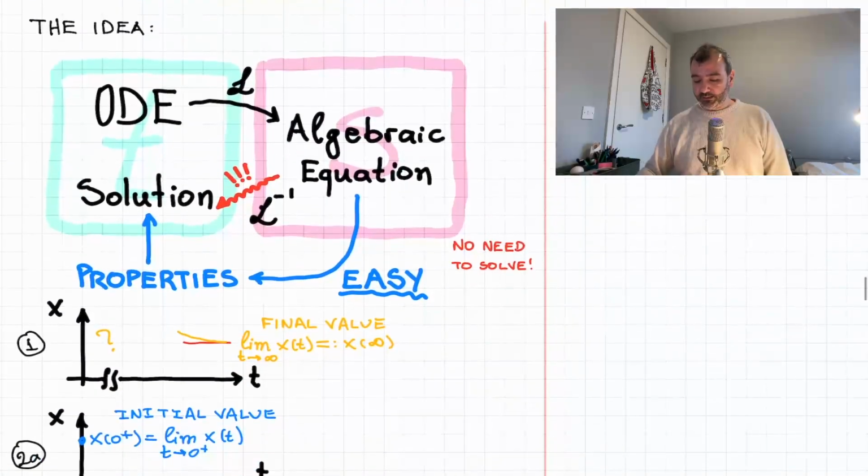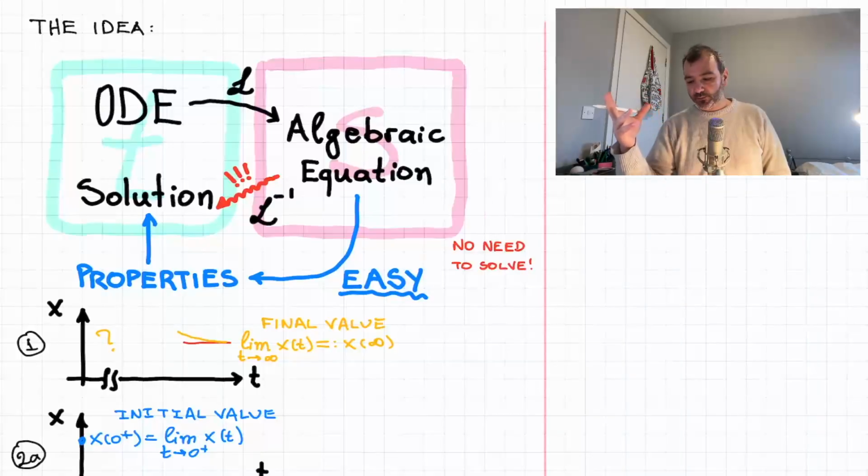Let's have a look at this general picture again. We have an ODE, we apply the Laplace transform, and we end up with an algebraic equation. As we'll see in the next video, the process of taking the inverse Laplace transform is a little bit tedious. But sometimes we don't even need a solution. Sometimes we're asking different questions.